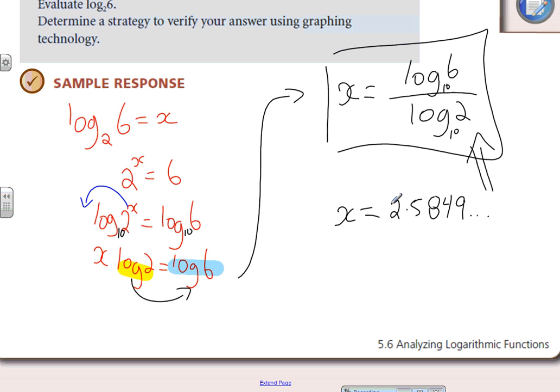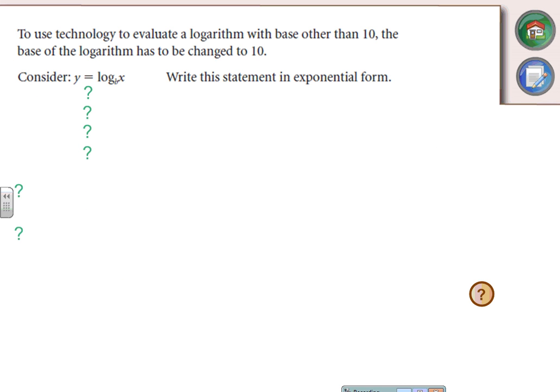We can verify it by going back into our exponential part here, put the x in, and 2 to the 2.5849... gets us back to 6. So if we're going to be using our calculator, our technology, to evaluate logarithms with bases other than 10 or e, but any other base, we're going to have to change it to base 10 in order to plug it into our calculator, because that's all that it's stored with.